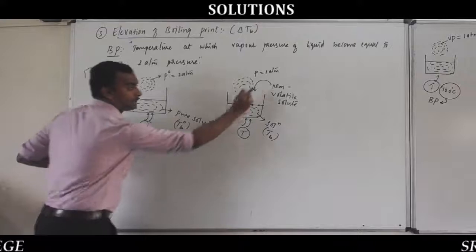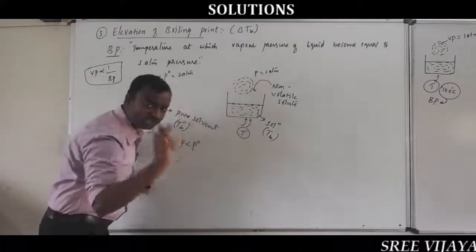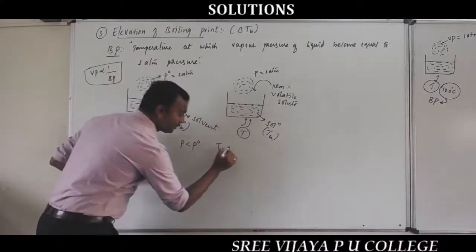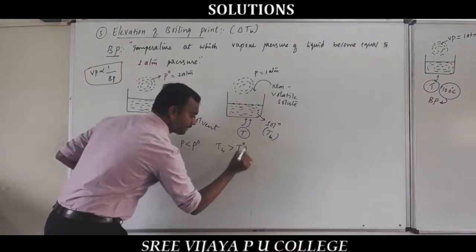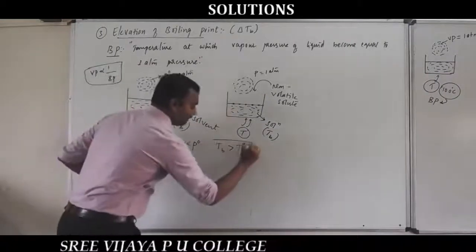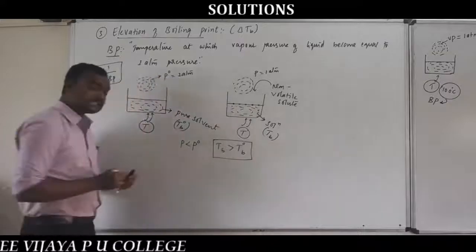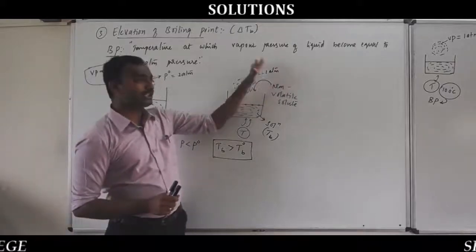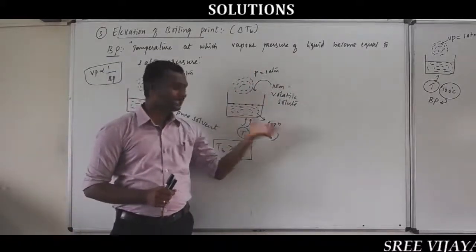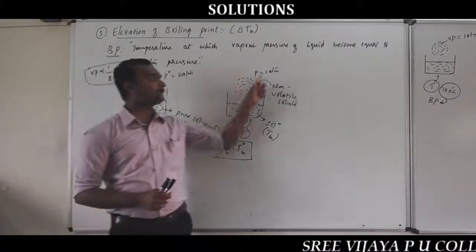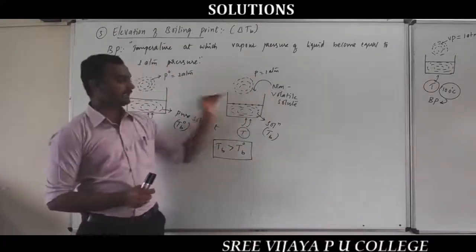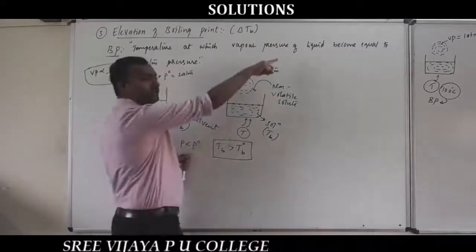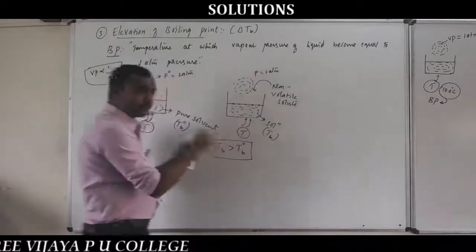So what can we say? Since the vapor pressure is lower, the boiling point must be higher. Therefore TB, the boiling point of the solution, is higher than the boiling point of the pure solvent. This is very important: TB is always greater than T0B. The reason is that when we add a non-volatile solute to the pure solvent, it becomes a solution and the vapor pressure decreases, because a fraction of the surface is blocked for evaporation. Since the vapor pressure decreases, to make it equal to 1 atmospheric pressure it requires a higher temperature compared to the pure solvent.